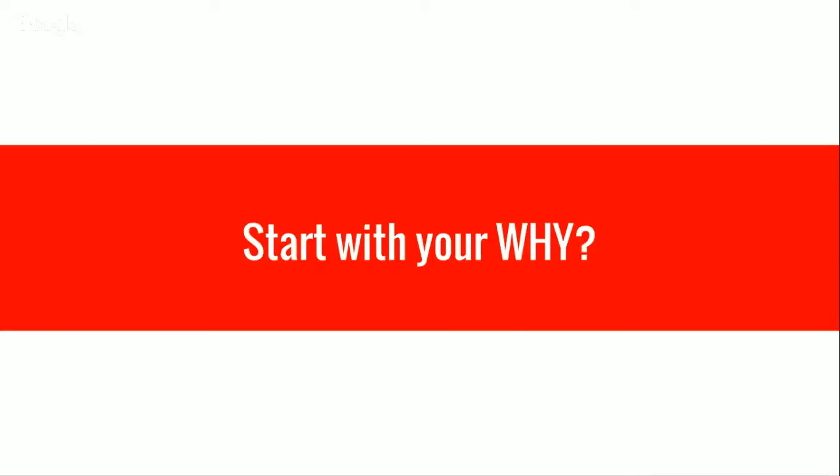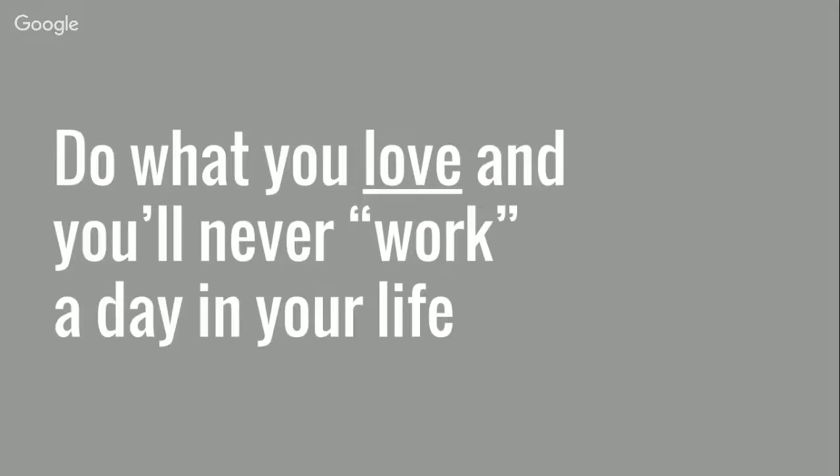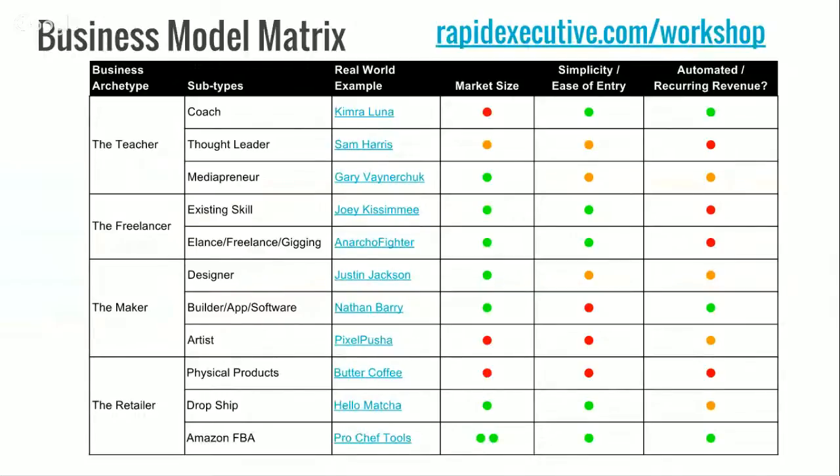So always starting with our why. Eventually everything will become a job, and if you do what you love, you'll never actually work a day in your life. So we covered a few business models and archetypes. I put together this sheet with real world examples, each of those being a link and a bit of a matrix to show you things around market size, the simplicity and ease of entry into a business, whether you can automate, and recurring revenue based on those.